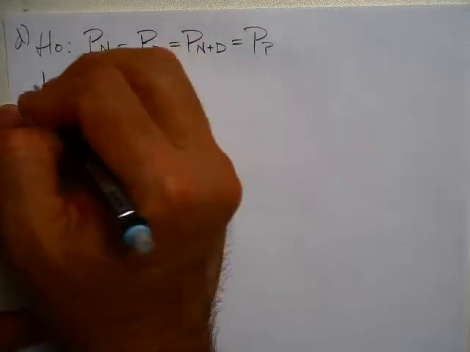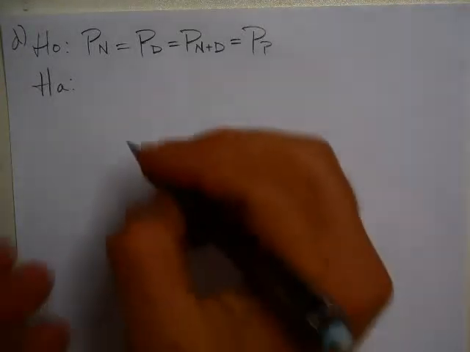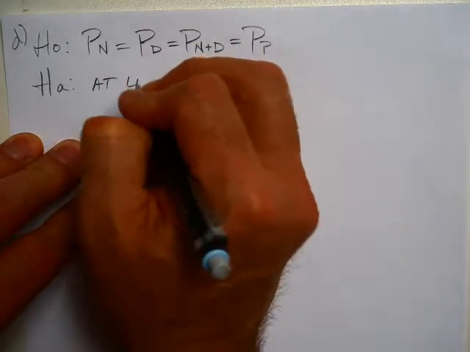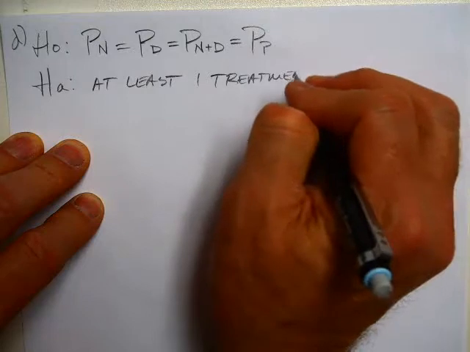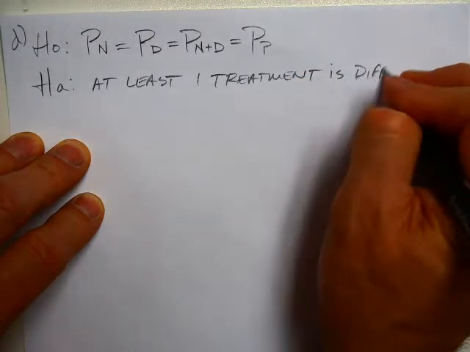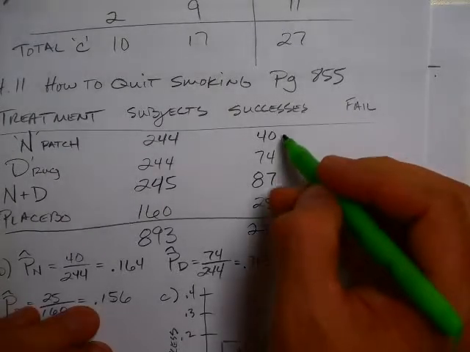So what's the alternative? It's always the same in chi-square, pretty much. At least one will be different, yeah. At least one treatment will be different. I mean, clearly, they are different when you look at the data, but are they significantly different? And that's where we're going. So we have our observed, how many were cured, I guess you'd say. So here we have our observed.